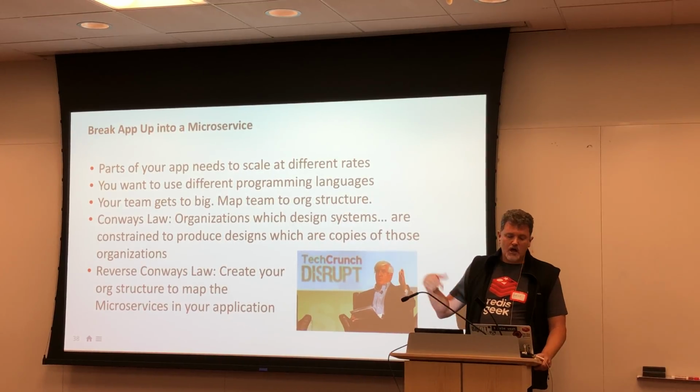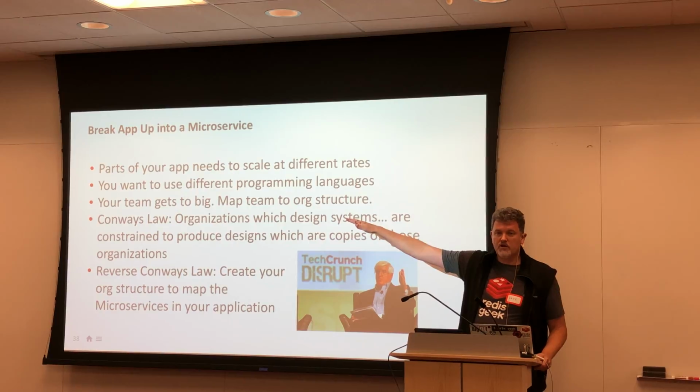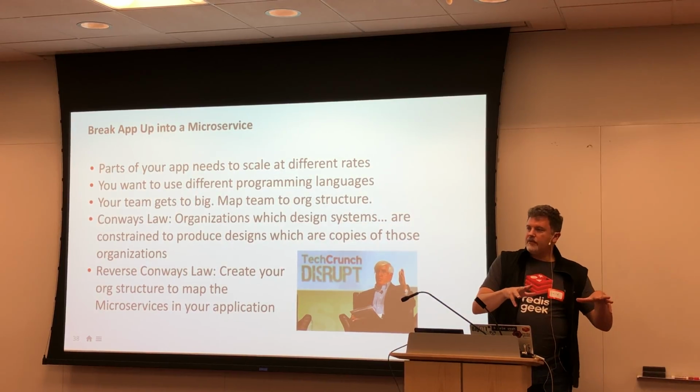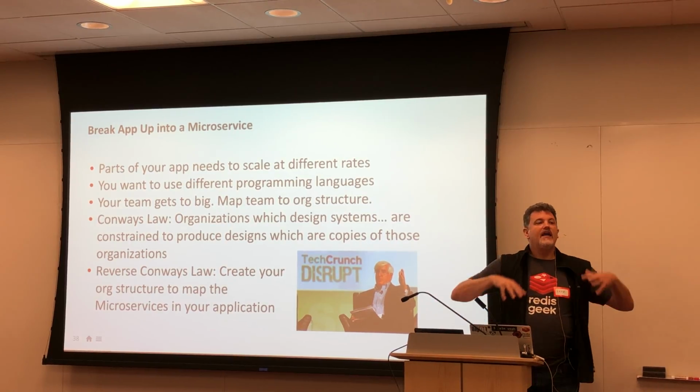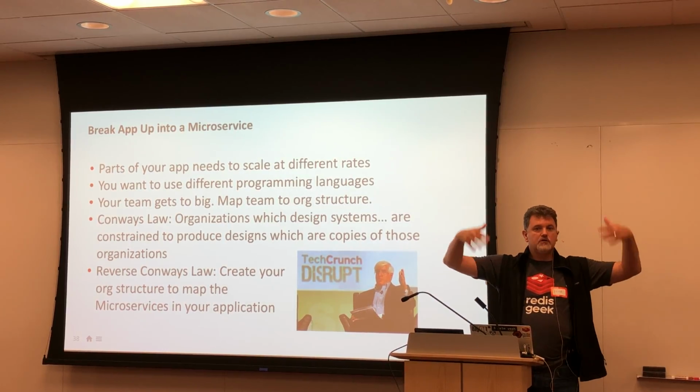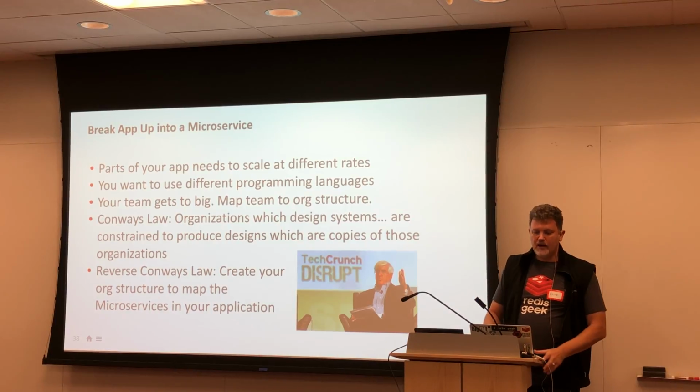There's something called reverse Conway's Law, where you say, you know what, forget the org structure. Let's start building the application. We're actually going to have our teams built out according to the functionality of the application. And then what ends up happening is your company starts to mirror the functionality of your application.